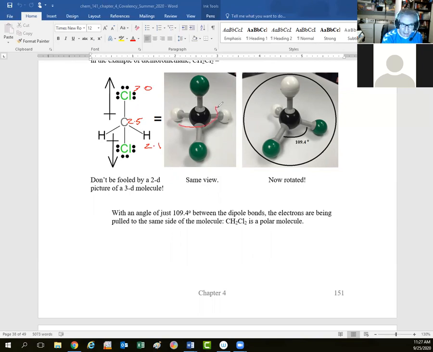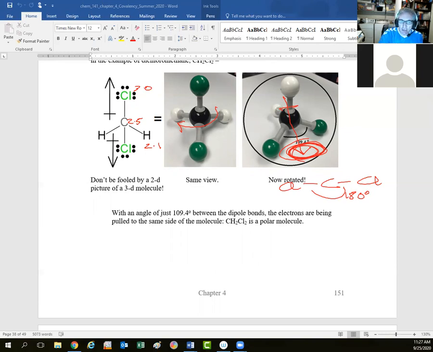And if we just rotate that molecule around a little bit, we can see that true angle between those two bonds, an angle of 109.4 degrees. They would only cancel out if they were stretching out on exactly opposite sides of the molecule with a bond angle of 180 degrees. That is not happening. So there's an angular momentum, sending the electrons down to this bottom pocket of the molecule. We've got a polar molecule again.